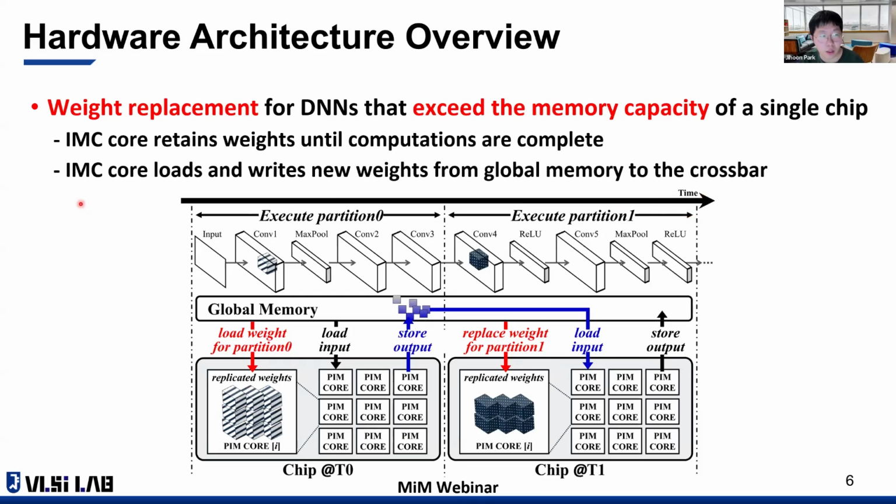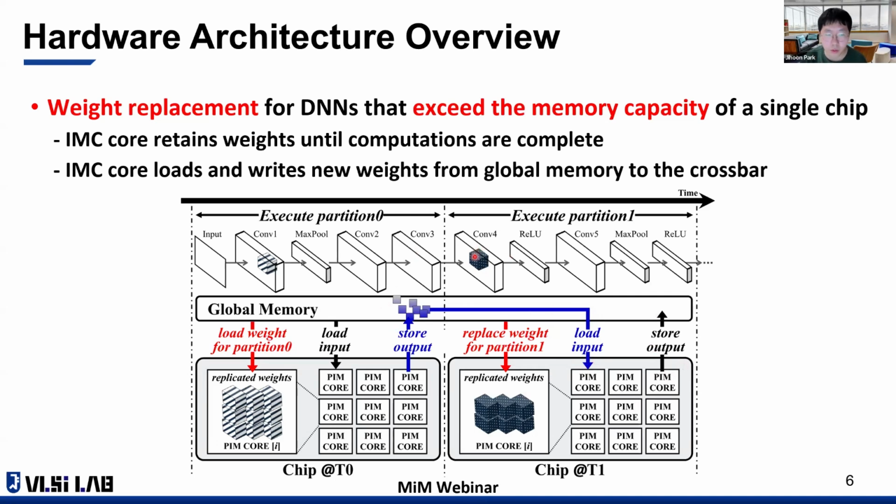During this weight replacement scheme, we have to follow these two things. The IMC core retains the weights until the computations are complete. Then the core loads the weights from the DRAM and writes the new weights to the PIM core. During this stage, you also have to store the intermediate output data to the global memory. And after replacing all the weights, you can load the input from the global memory to the core to execute, and you can do that over and over again to execute multiple partitions.